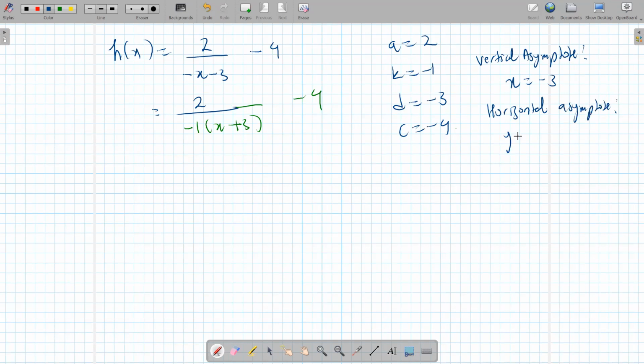Horizontal asymptote, y is -4. Okay. So part A, write the mapping rule. It's going to be (x, y) goes to (x over k... -x minus d, ay plus c), so (-x minus 3, 2y minus 4). That's the mapping rule. Okay. Got it.